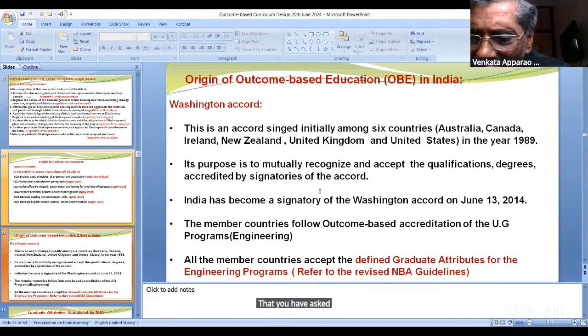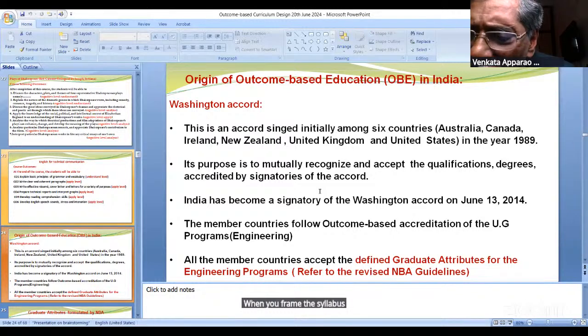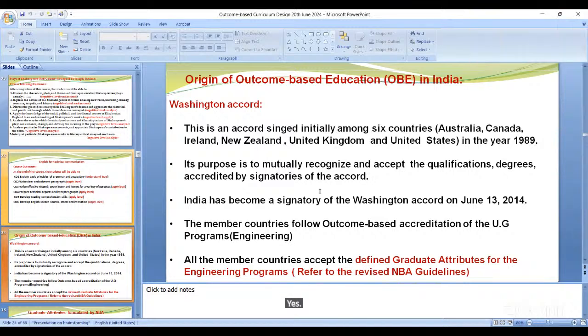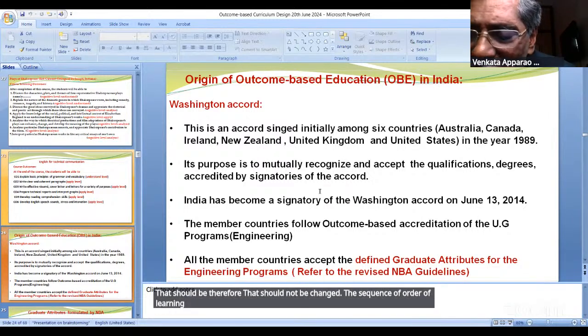I appreciate the questioner. The answer is like this. When you frame the syllabus, there is an order of learning, a sequence of learning the concepts. Am I correct? Yes, that should be. Therefore, that should not be changed. The sequence of order of learning the concept should not be changed.